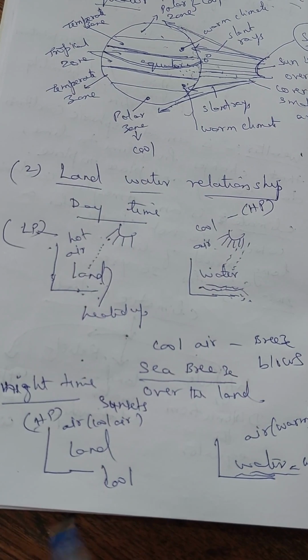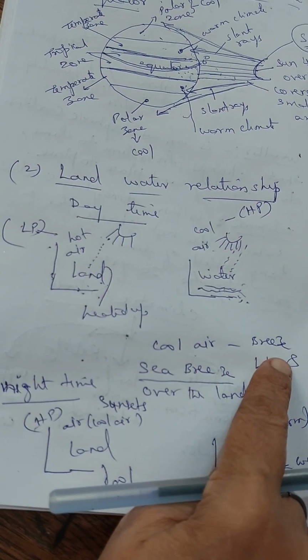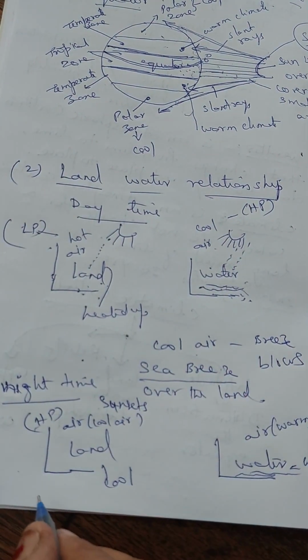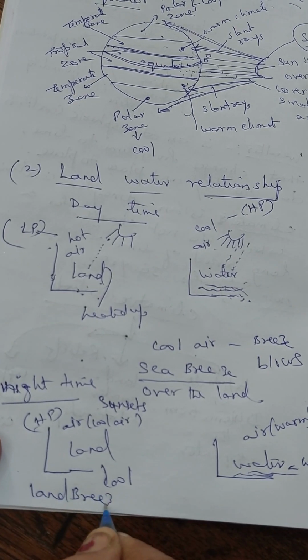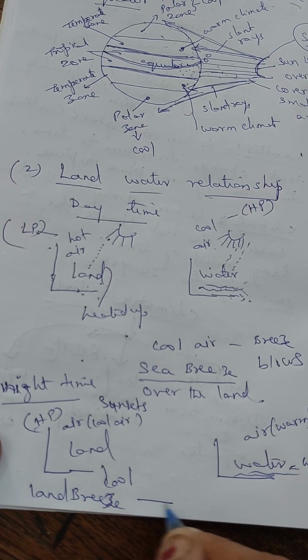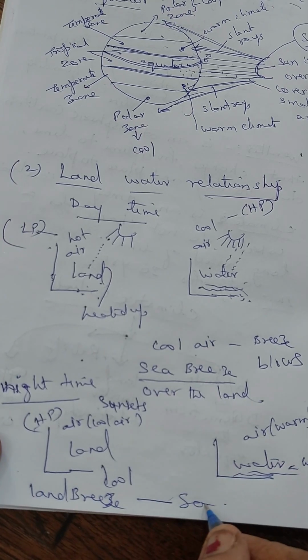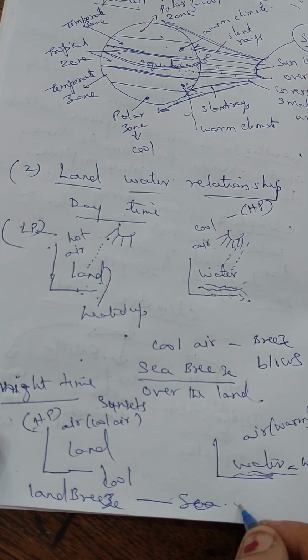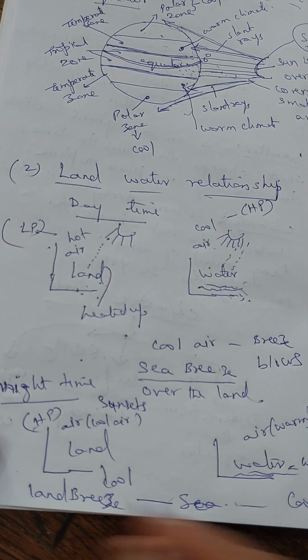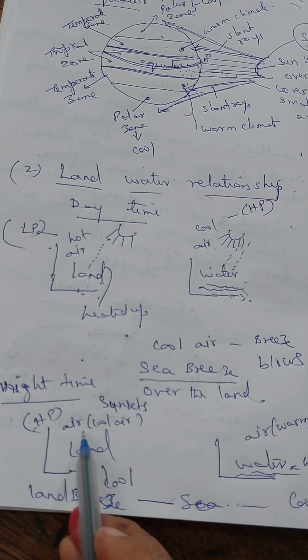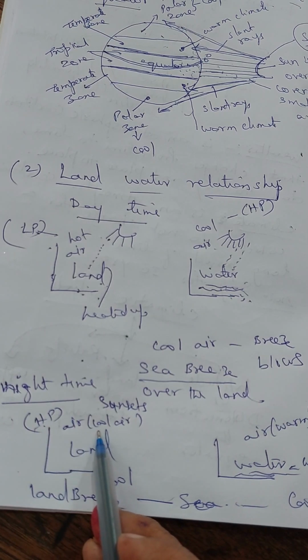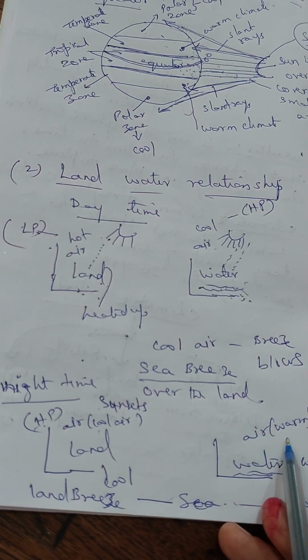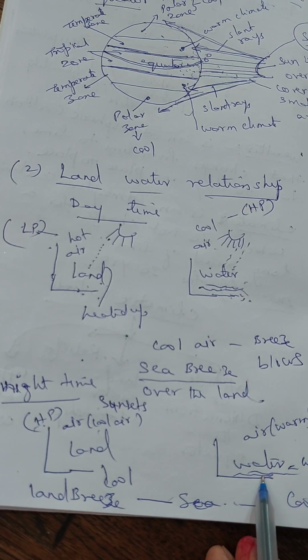So breeze, I said, cool air is called a breeze. So during the night, this is the land breeze, which blows towards the sea and makes the hot air cool. Because this air over the land has high pressure because of cool air, it blows toward the low pressure area, the air over the water, and makes it cool.